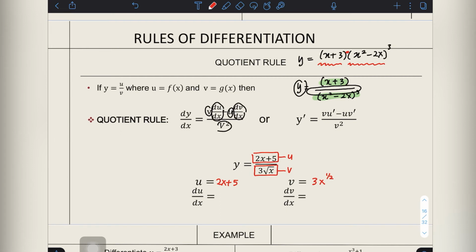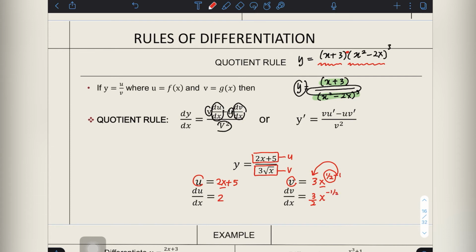Now you have your u, you have your v. The next step is you need to differentiate u in terms of x, and you need to differentiate v in terms of x as well. Differentiating u in terms of x: differentiate 2x will give you 2. Okay, you can work it out. And differentiate 5. 5 is a constant. Differentiate a constant, you will get 0. And for v, differentiate v in terms of x. So 1 over 2, you multiply with the coefficient 3 in front, you will have 3 over 2 x. The power you minus 1, you will get negative half here.